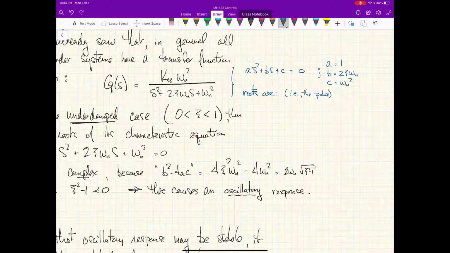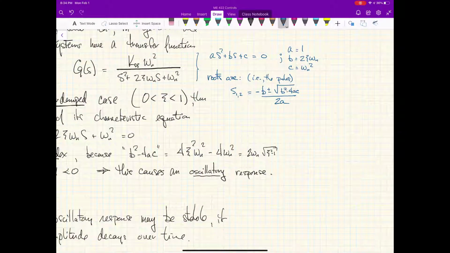There are going to be 2 values of s for which this characteristic equation is equal to 0. So I'll call the first root s1, and the second one s2. But I'm going to write them both together here. They are minus b plus or minus the square root of b squared minus 4ac, divided by 2a. This is what you spent, I'm sure, lovely time in high school studying to death.